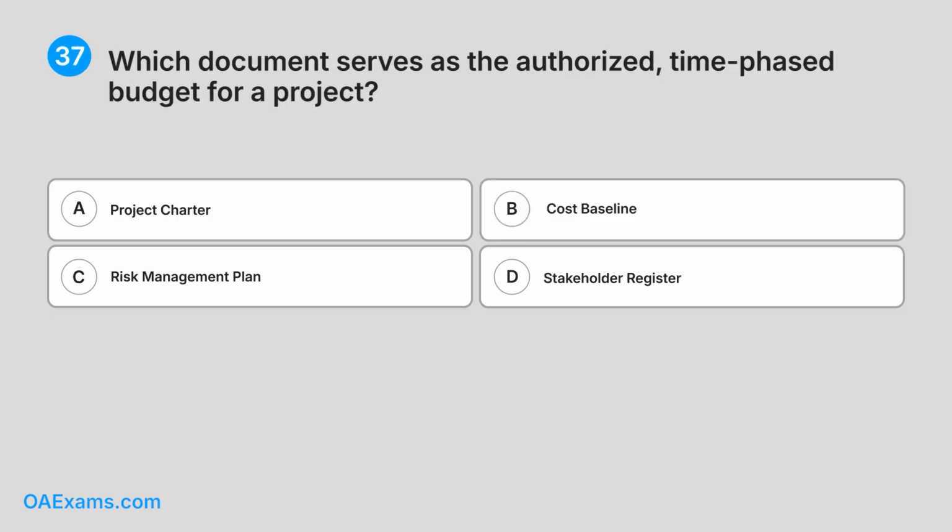37. Which document serves as the authorized, time-phased budget for a project? A. Project charter. B. Cost baseline. C. Risk management plan. D. Stakeholder register. What do you think is the answer?